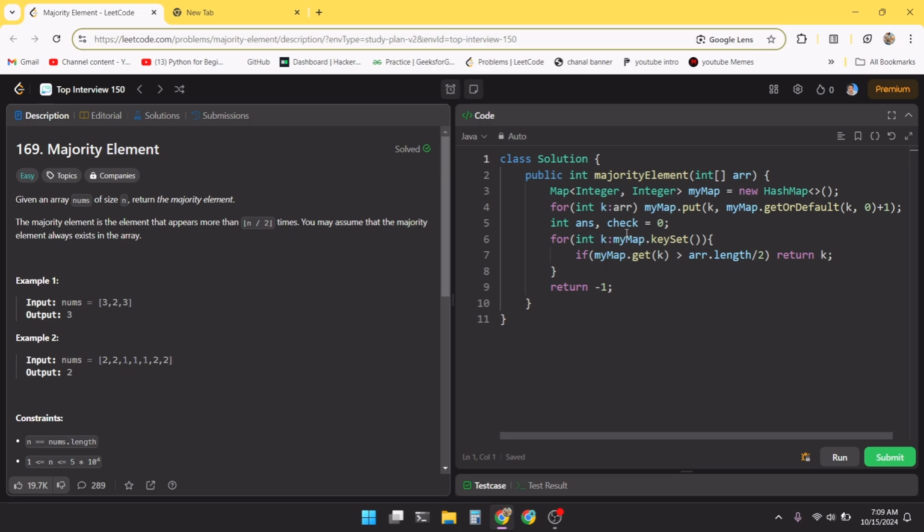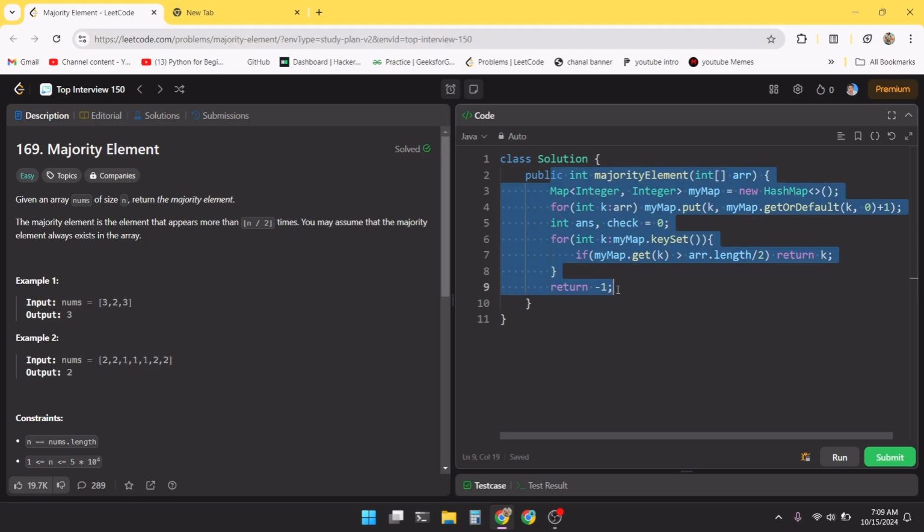Well, the question is majority element. Basically, you need to traverse the array and find the number which is occurring more than half times the length of the array. Well, this is a simple code I have written to keep track of how many times an element occurs, and basically find the answer we need. Okay, I'm finding the desired answer.